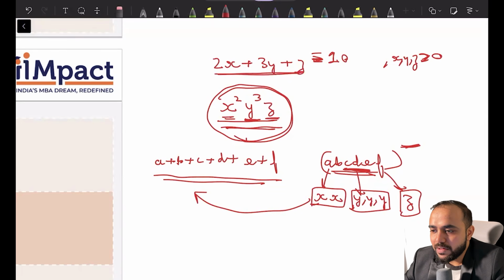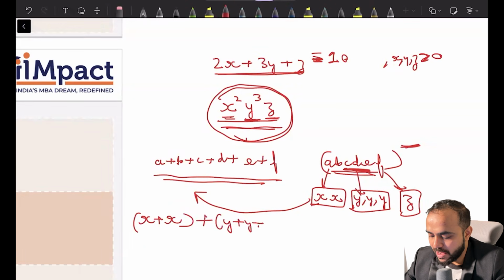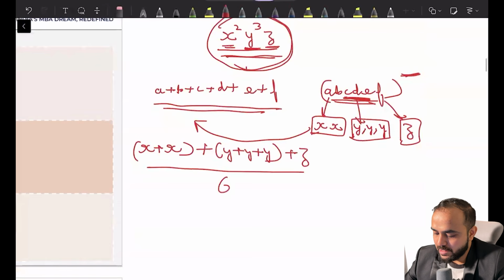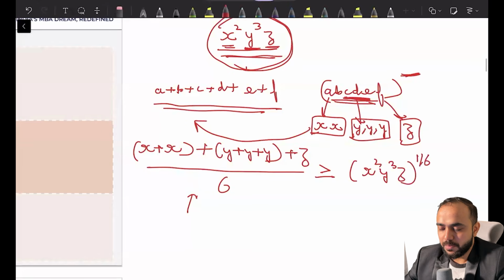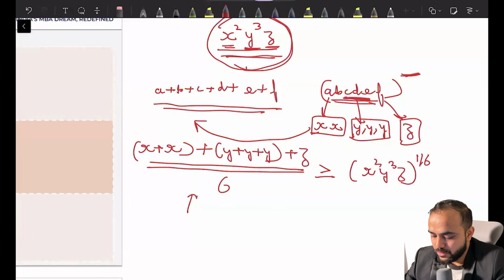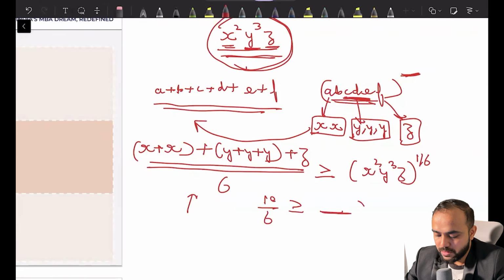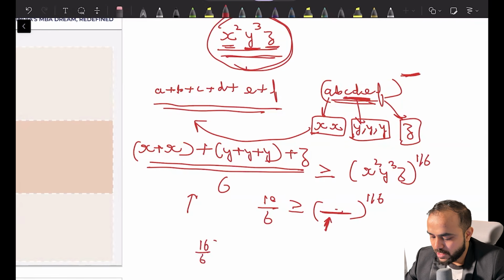Luckily, in the way that they have asked me the question, I already do have two x's, so I will write that as x plus x. I have already three y, so I'll write it as y plus y plus y, and I have one z given. So this expression is the arithmetic mean. It is going to be greater than or equal to the geometric mean, which is x square y cube z raised to the power 1 by 6. So this thing is constant. So 10 by 6 is greater than or equal to this value, or the maximum value of x square y cube z will be 10 by 6 to the power 6.